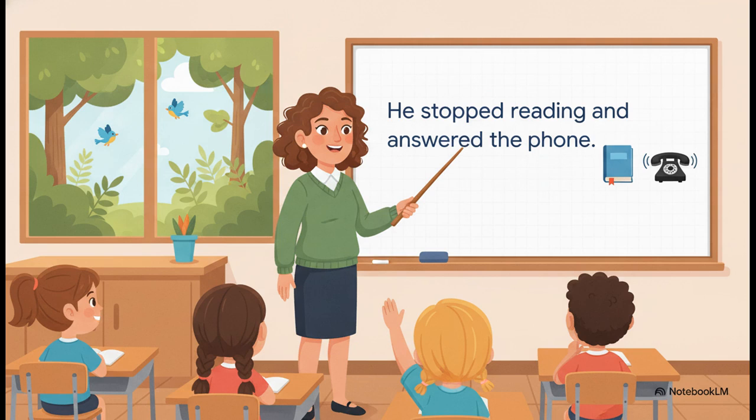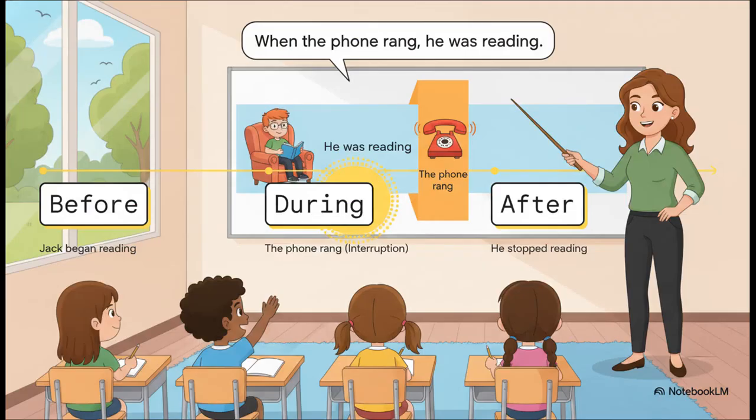Notice the tense shift here. We don't say he was stopping or he was answering. Because these are new, subsequent actions that happened one right after another as completed events, we express them strictly in the past simple. When we map this out on a timeline, it builds a perfect visual representation.